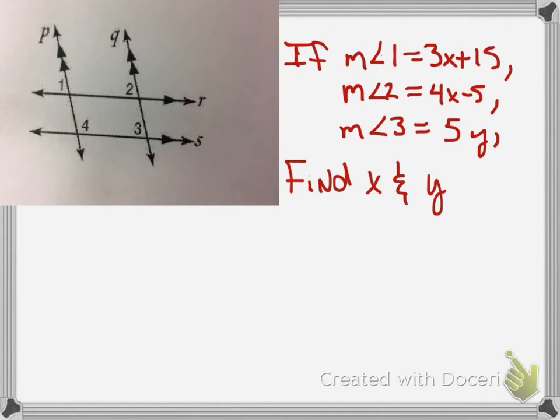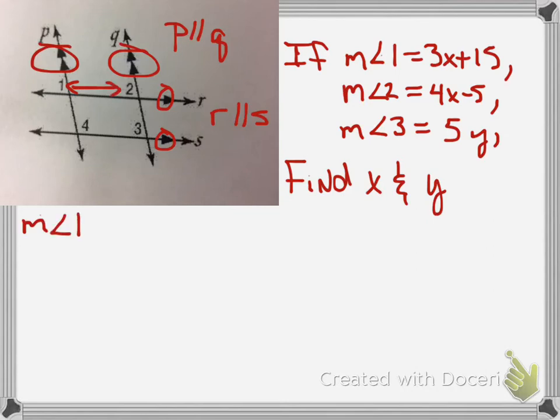So, because 1 and 2 are corresponding angles, I can say that, and don't forget, P and Q are parallel, and so are R and S. That's what those little arrows mean. Notice that P and Q have double arrows, and R and S have just a single arrow. So that's saying P and Q are only parallel to each other, and R and S are only parallel to each other. Okay, so notice 1 and 2 are corresponding angles, so that means that they're congruent, or they're equal.